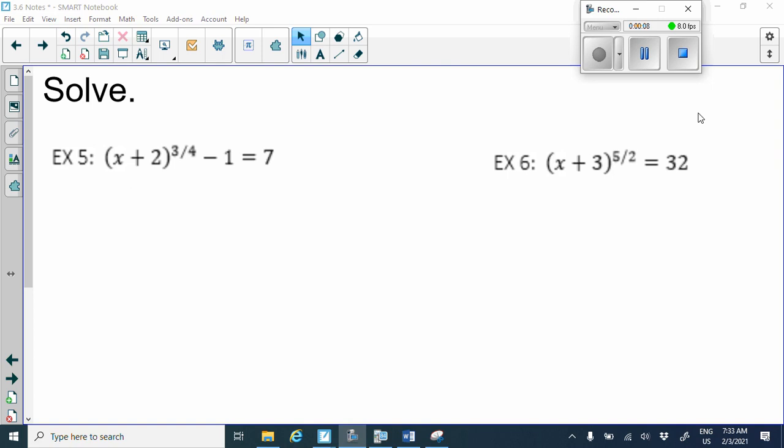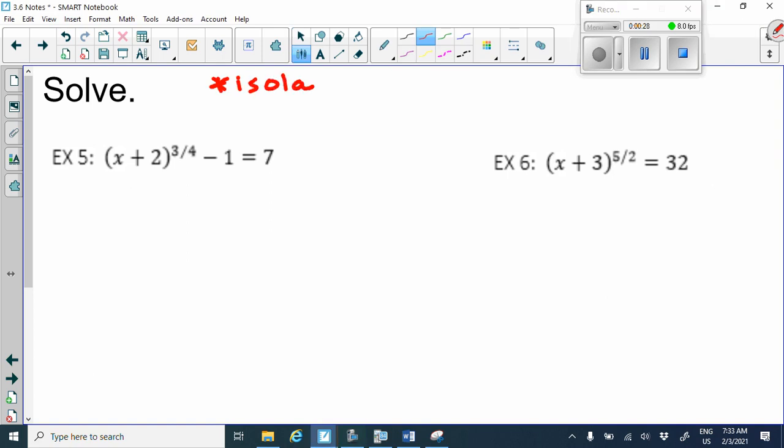So example 5, we have (x plus 2) to the 3/4 minus 1 equals 7. So what we're going to do here is, remember, before changing anything into radical notation, we want to get rid of everything that is not part of the base. So we have to isolate the base first, just kind of like what we did last time, and then rewrite in radical notation.